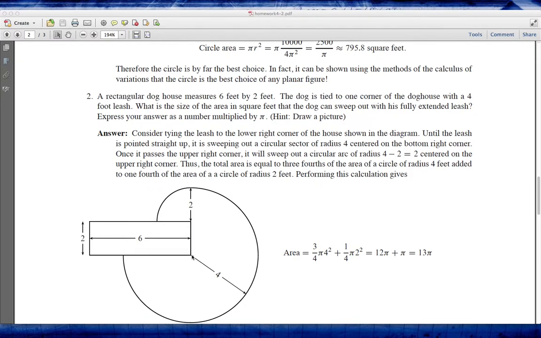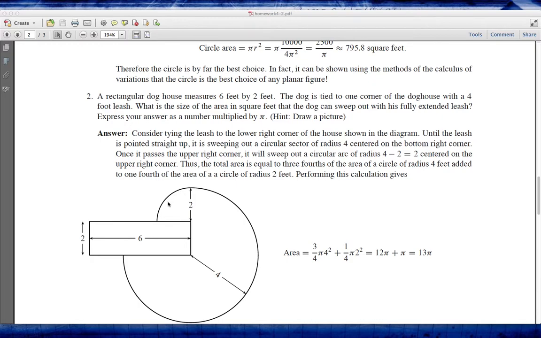Okay, so we know that the dog is tied right here in this corner. So this total length is 6, but the leash is only 4. So if it makes a circular path like this, it can only come up to 4 feet. So the same way it comes 4 feet, 4, 4, 4, 4. And since this length is 2, it can only go up to 2. So up to here, this part is 3/4 of the circle of radius 4. So 3/4 of pi times 4 squared is this area.